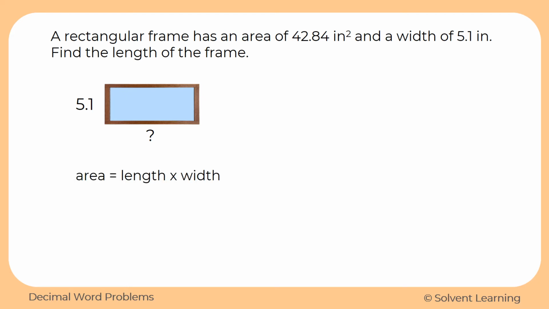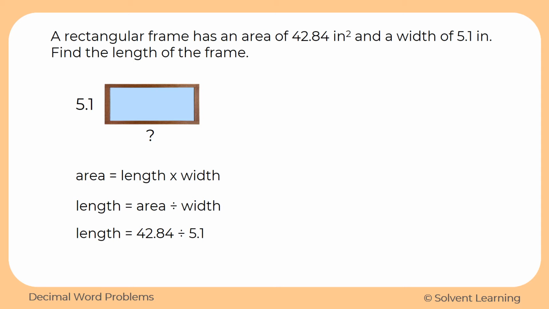Okay. We know that to calculate the area, we multiply the length times width. But we're not trying to find the area. We're trying to find the length with this problem. So we can rearrange this formula to solve for the length. The length is going to be equal to the area divided by the width. Now we know what the area is, we know what the width is, we can plug those numbers in. So to find the length, we're going to divide the area, which is 42.84, by the width, which is 5.1.